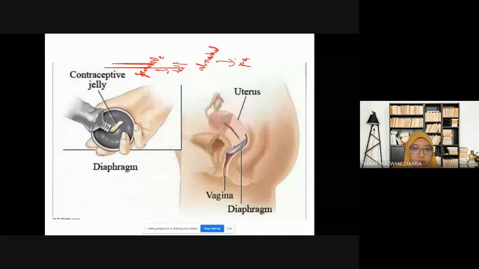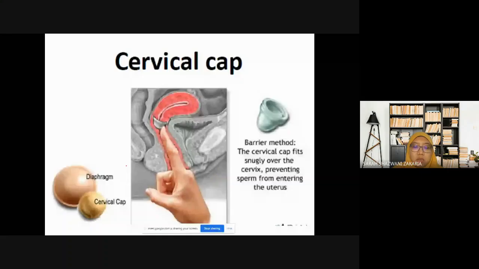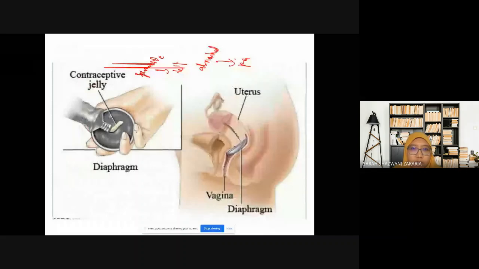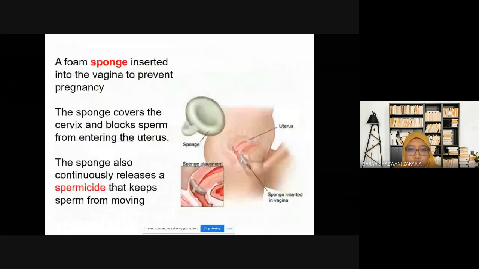Next, cervical cap. The diaphragm is much bigger, the cervical cap is smaller. The cervical cap puts a barrier at the cervix, while the diaphragm covers more of the cervical opening, up to the fold of the cervix. Next, sponge. These are all barrier methods.